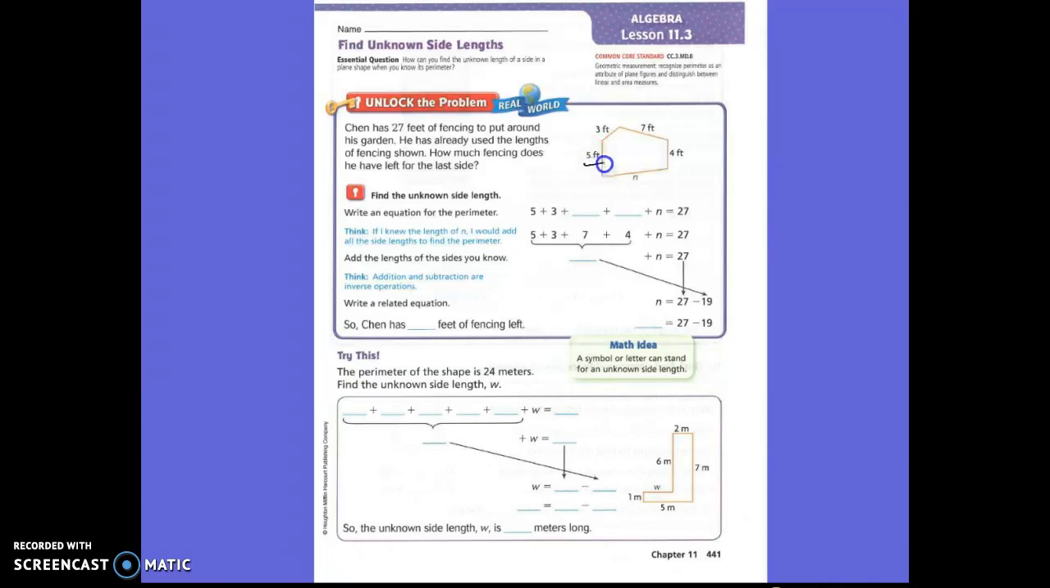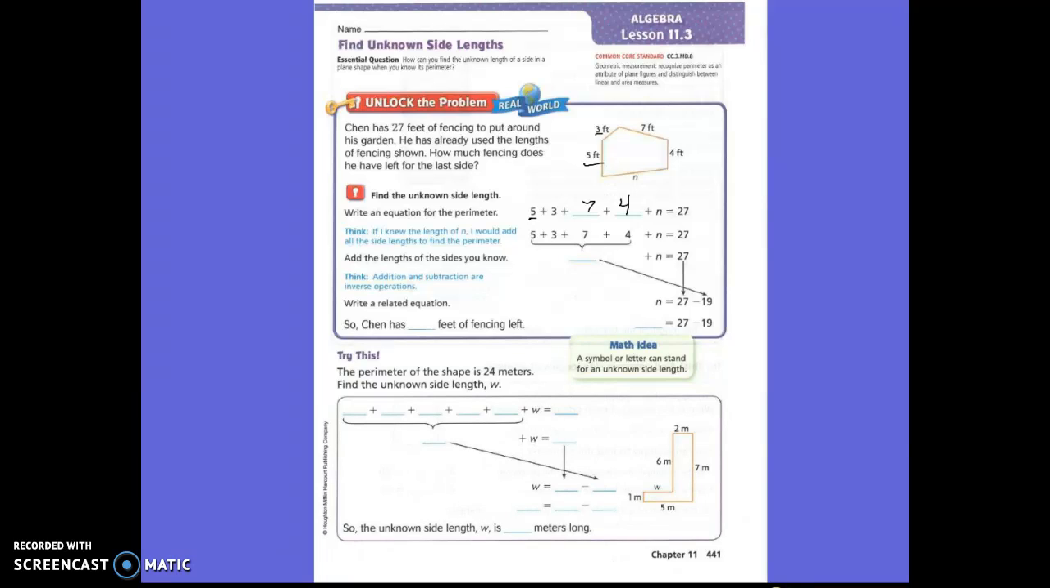So they have this 5, so we put 5 here, okay? Then they have 3, so they wrote 3. What would you write next, do you think? 7. Okay, and then what would you write? 4. Okay, so now you have your known ones. You have all the sides you do know, okay? Right, Wyatt? Yeah. Okay.